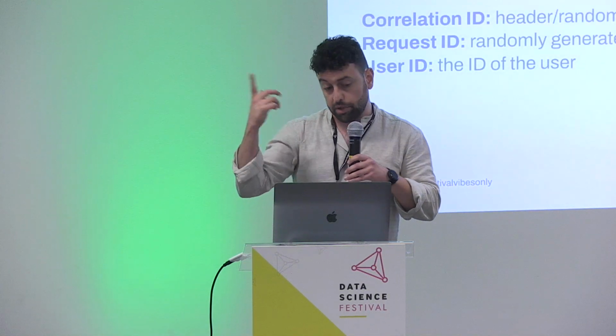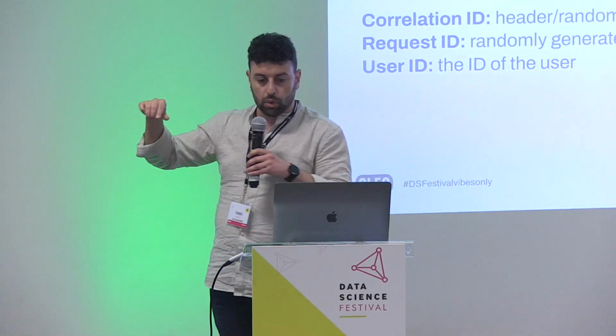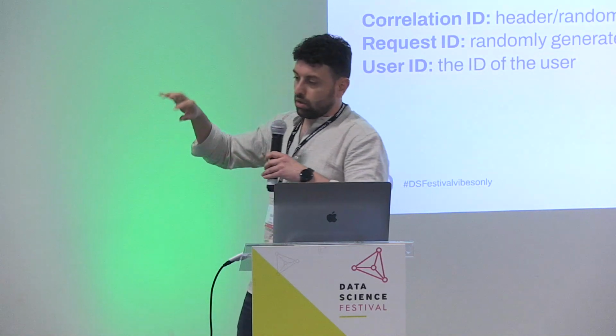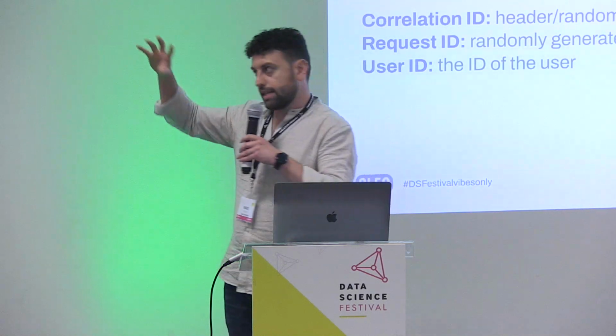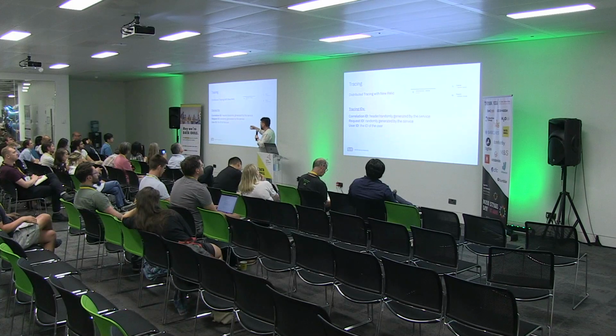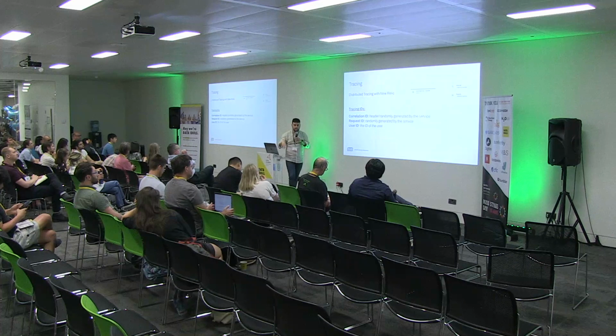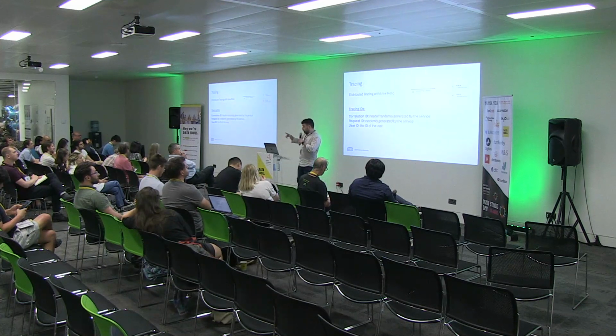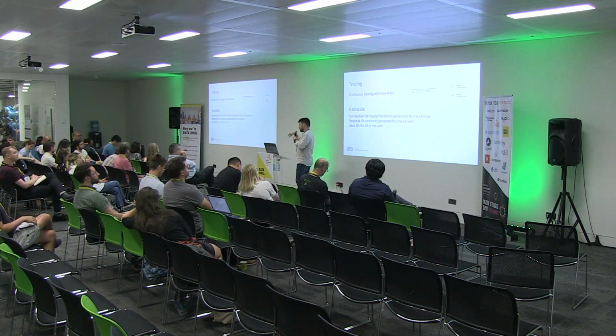We have tracing. We are using distributed tracing with New Relic, so you are able to see all the traces of your requests to, for instance, external services or data sources, if we have any in that service. We are using tracing IDs. We have 3 of them. The very first 2 are very technical. They are used just to distinguish between different requests and responses. The last one is the user ID. All of them are also stored in the monitoring tools that we have.